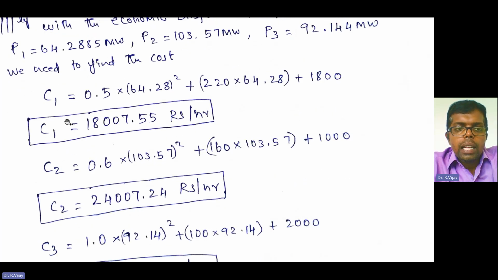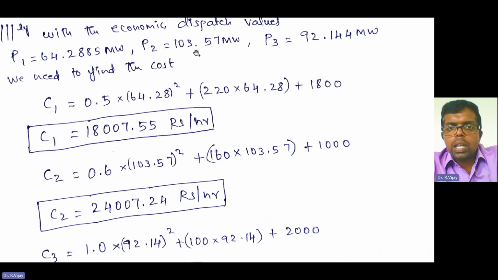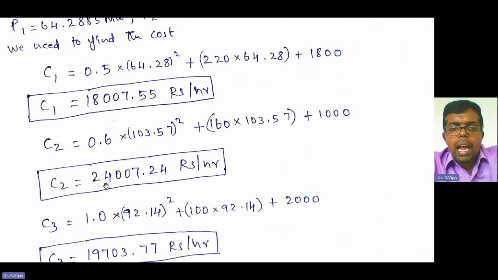Fuel cost 1, C1, uses the same fuel cost characteristics. We are just substituting and we are getting the answer as 18007.55 rupees per hour. Similarly, for fuel cost 2, while substituting P2 as 103.57 megawatt, we are getting the answer as 24007.24 rupees per hour. This is the cost 2 we are getting.